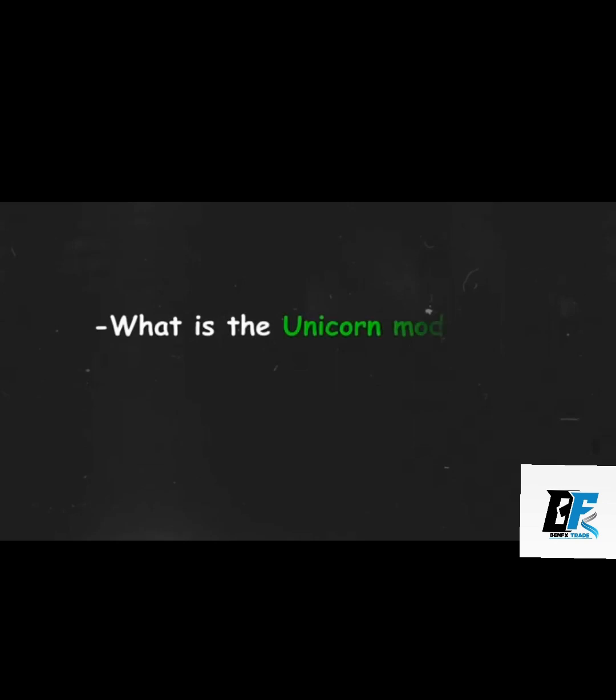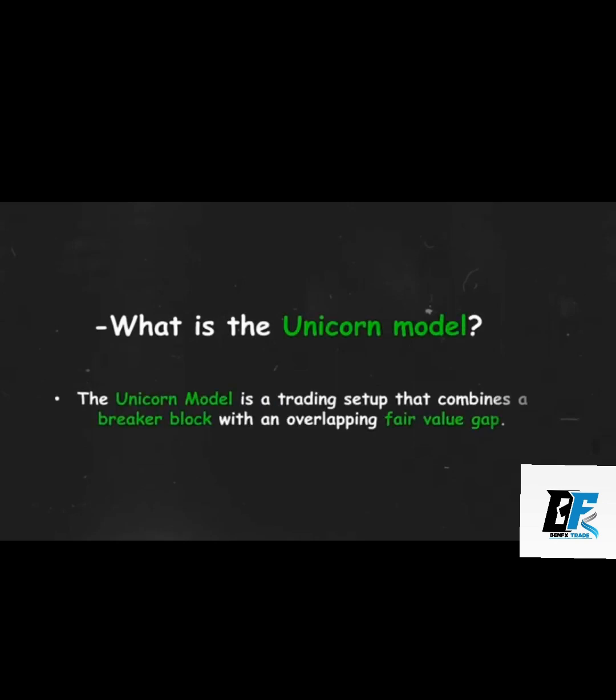So, what is the unicorn model? The unicorn model is a trading setup that combines a breaker block with an overlapping fair value gap. Before we dive into the details of this model, let me briefly explain these two concepts.